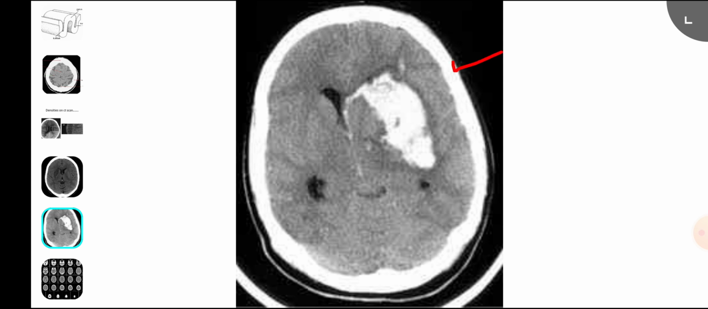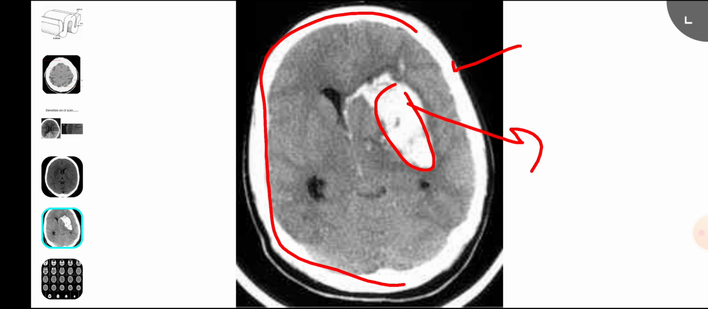So this is the bone, and what is that? This is blood. We know that this is bone, but this is blood. Okay, so anything that looks white is either blood or the bone. This black is CSF, we know, with this ventricle.